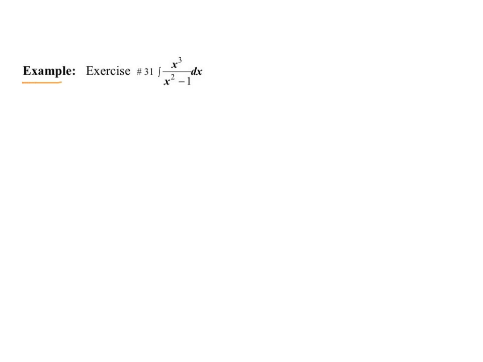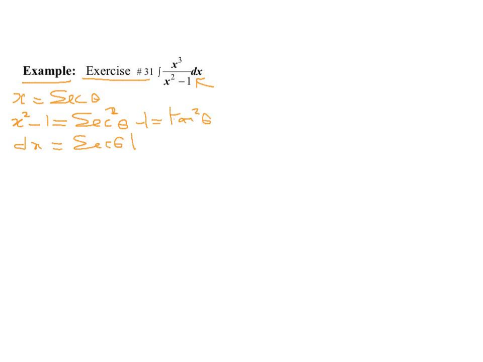Now this is one more example for the third type of trigonometric substitution. This is exercise 31. As you can see here, we don't have a square root, but we still have the expression x squared minus a squared. Well, that's the main thing really. So we are going to take x equal to a, which is 1 secant theta. So x squared minus 1 is equal to secant squared theta minus 1, which is equal to tan squared theta, and dx is equal to secant theta tan theta d theta.